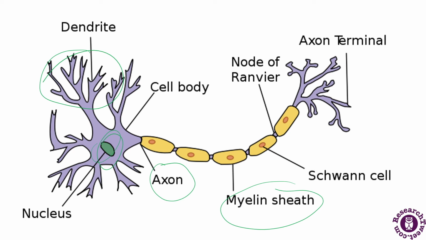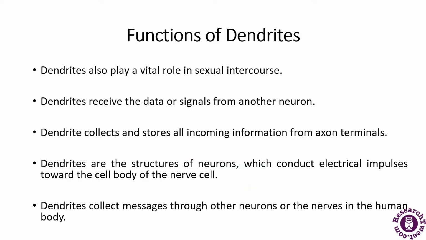Now, coming to the functions of the dendrites. What are the functions of the dendrites? Dendrites are structures on the neuron which function by receiving electrical messages. The functions of the dendrites are to transfer the received information to the soma of the neuron through the nervous system.